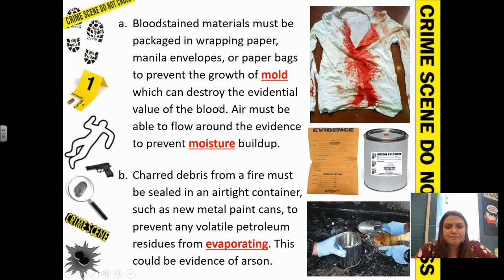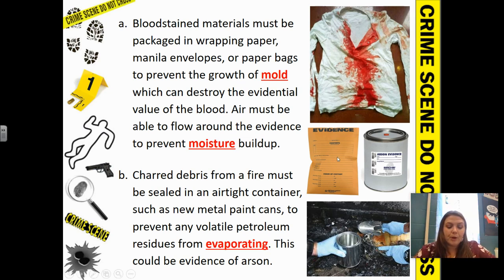So what we need is for air to be able to flow around the evidence to prevent moisture buildup, which grows mold. Paper is porous, so little bits of air flow get through it. Whereas if I put it in a sealed container like this, or in a Ziploc bag made of plastic, much less air gets in there. You're going to have moisture buildup from these fluids, and it's going to create mold and destroy your evidence. So any kind of bloodstained material and other body fluid material has to be packaged in paper packaging.